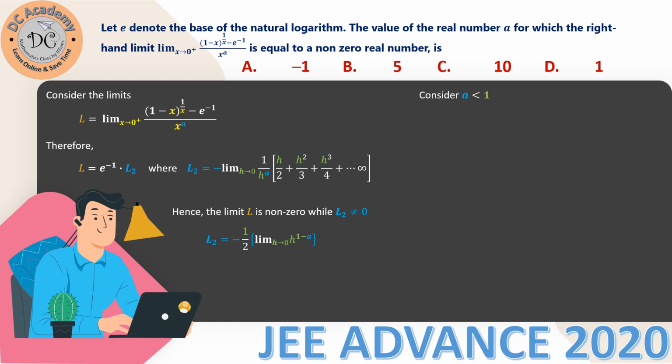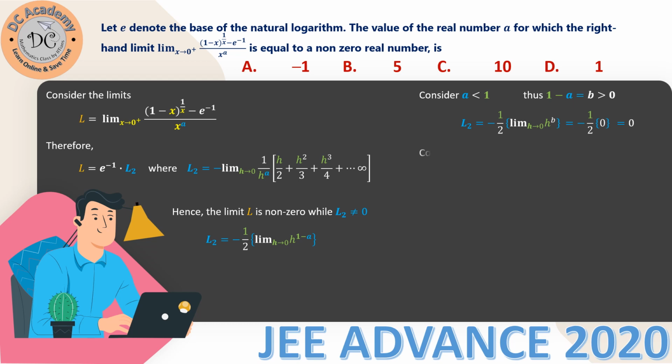Now L2 will be non-zero only for certain values of a, so we consider different cases. First, a less than 1. Then 1 minus a, let us consider it as b, is greater than 0, so it's a positive value. So L2 becomes the limit h tends to 0 of h to the power b. If b is a positive number, like h to the power 3 or h to the power 3.5, whatever it may be, applying h tends to 0 gives you 0. So L2 will be 0.